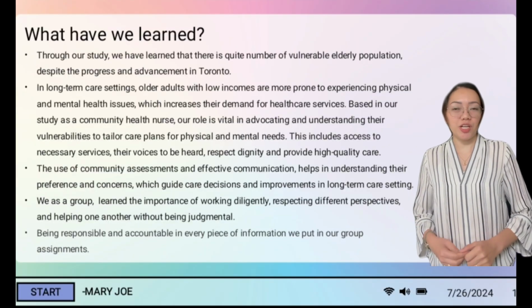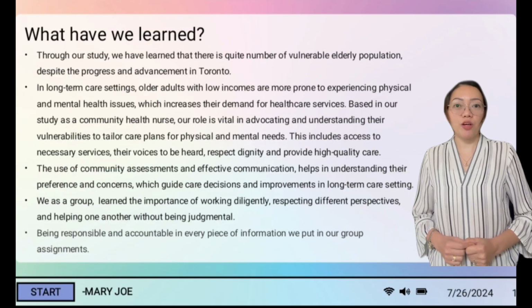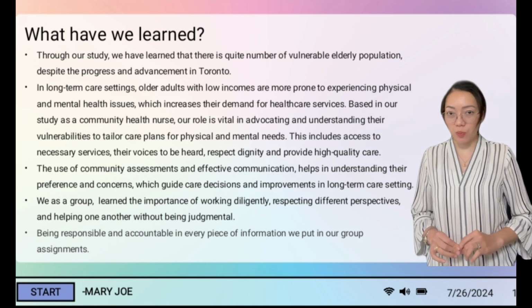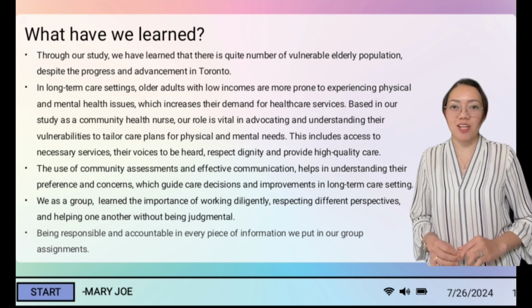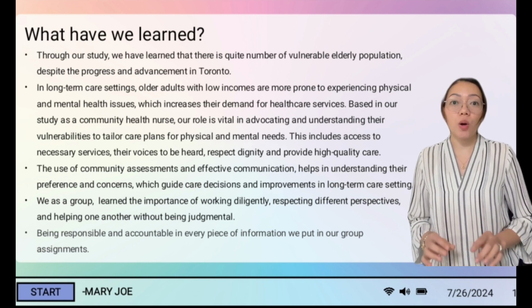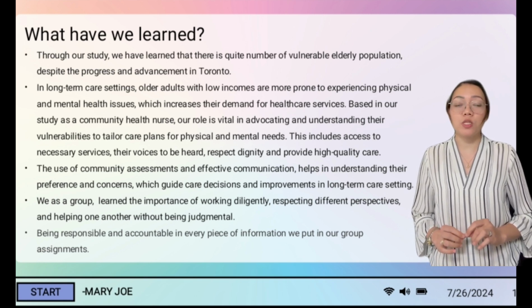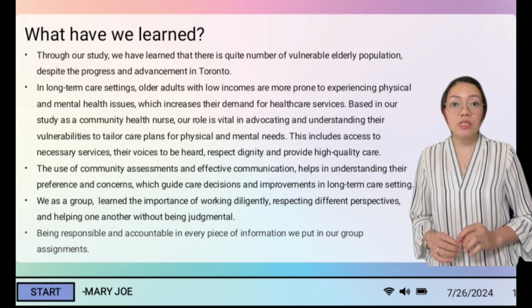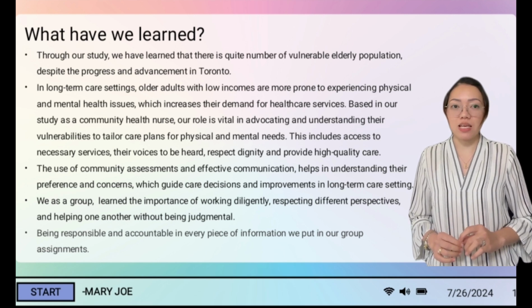What have we learned? Through our study, we have learned that there is quite a number of vulnerable elderly population despite the progress and advancement here in Toronto. In long-term care settings, older adults with low incomes are more prone to experiencing physical and mental health issues, which increases their demand for healthcare services.